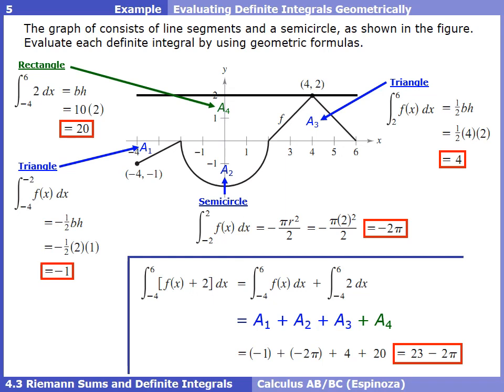So again, keep in mind this idea that a definite integral is telling you to find the area under a curve and above the x-axis, or I suppose below the x-axis, depending on how the graph is drawn.